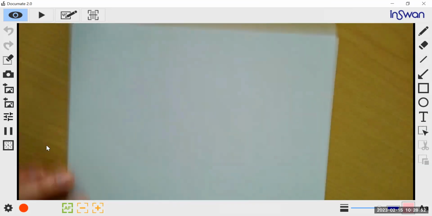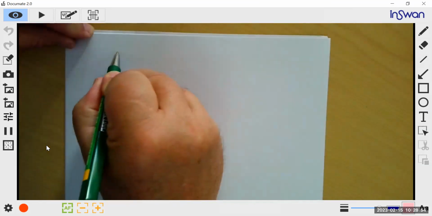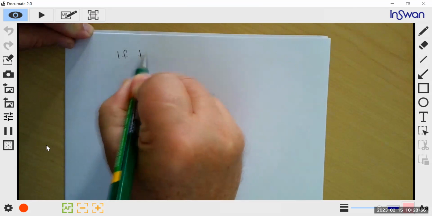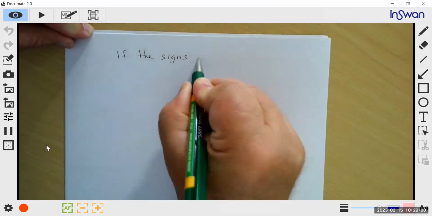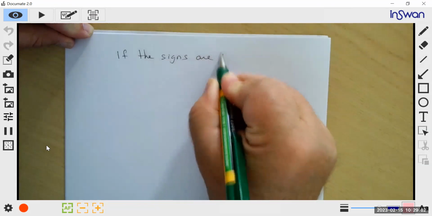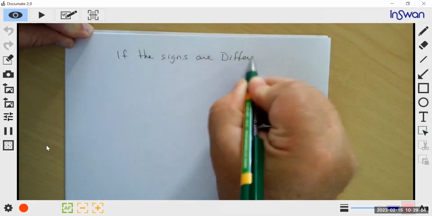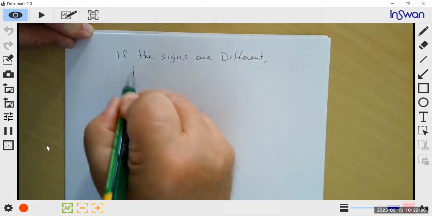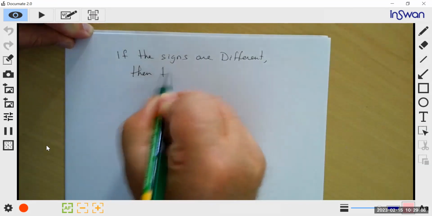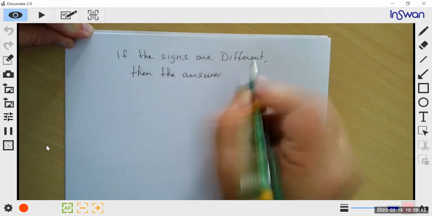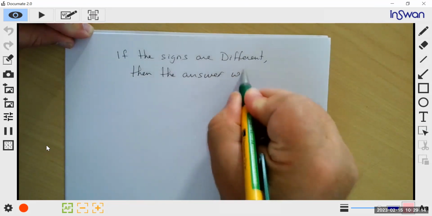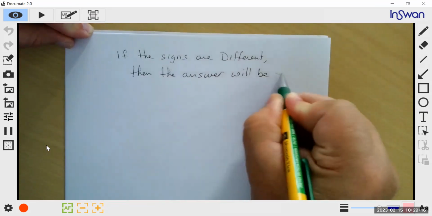What if they're different? If the signs are different, then the answer will be negative.